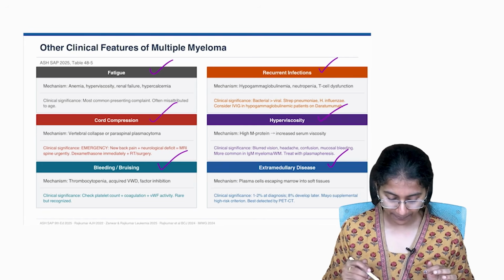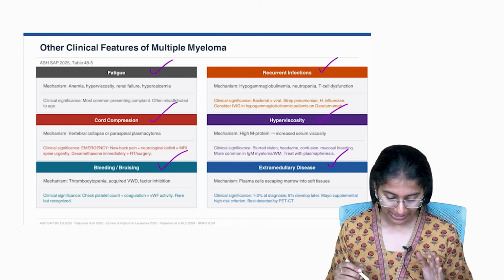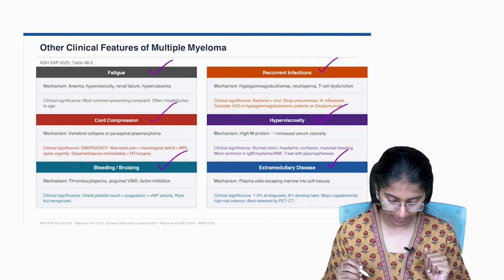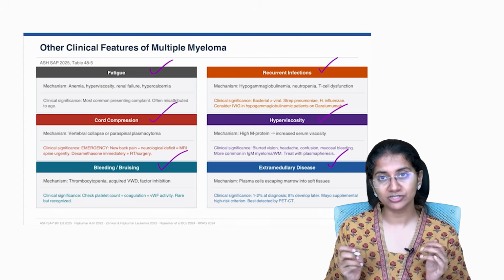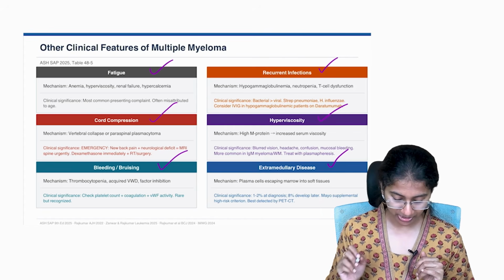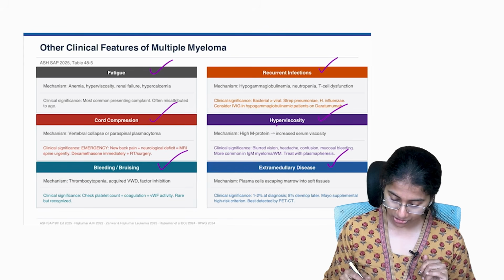Okay. So cord compression, if you see, because of the fractures, that could be vertebral collapse, and paraspinal plasmacytoma can give rise to cord compression. So it's an emergency. Whenever the patient has a new back pain with neurological deficit, MRI spine urgent and start with dexamethasone immediately, plus or minus RT or surgery.